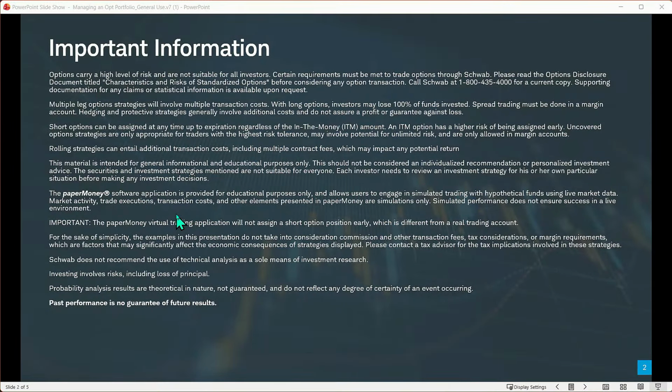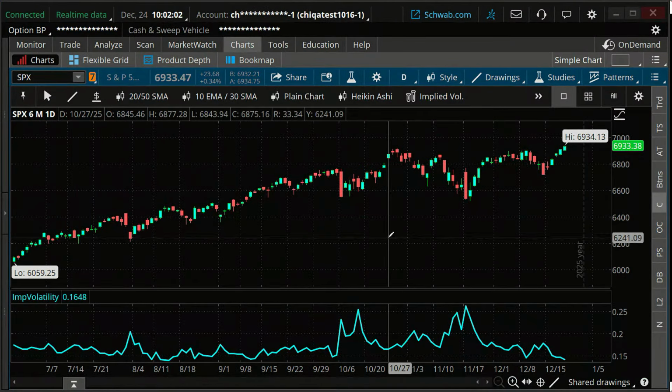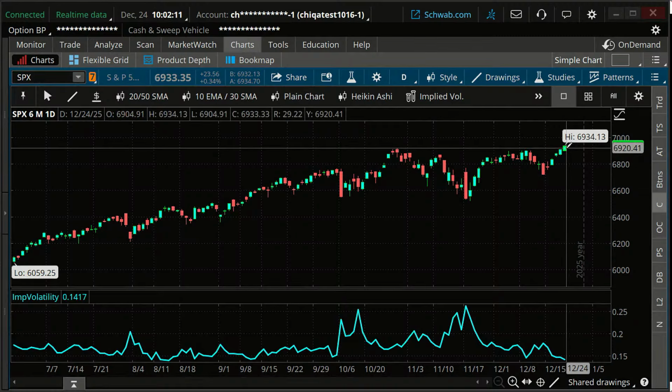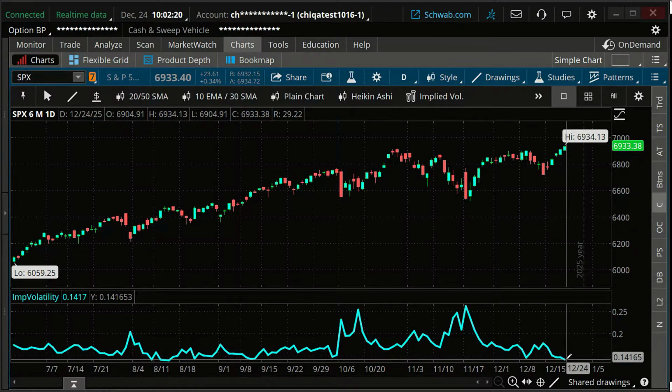Okay, let's head on over to the thinkorswim desktop platform. This is the S&P 500. Had a strong year. This is an all-time high today on the S&P 500, going into Christmas, and a yearly low on the VIX. This isn't actually the VIX, this is implied volatility on the SPX, but trust me, the VIX is at the yearly low too. So people have some Christmas cheer, I guess, in their system.